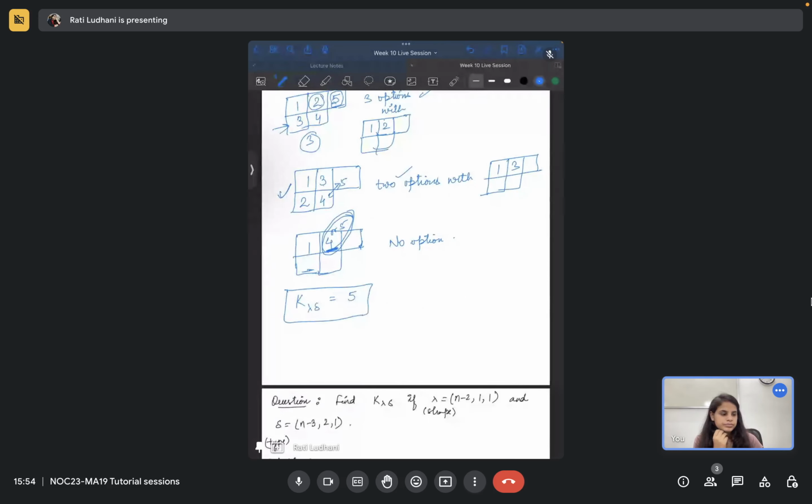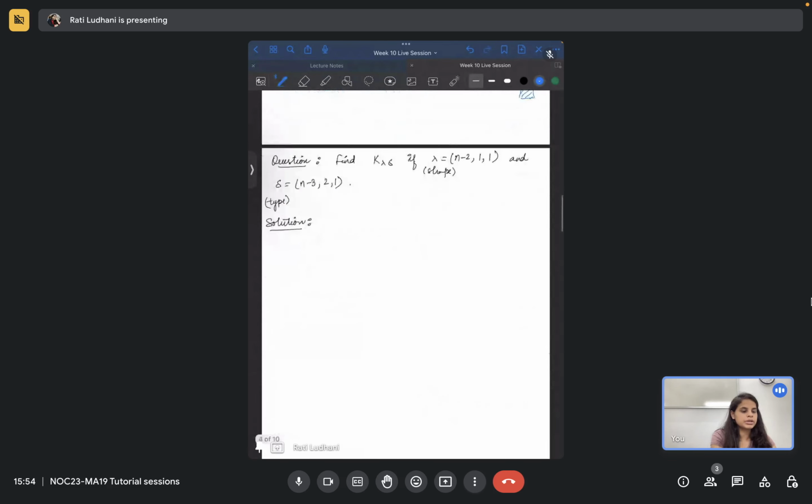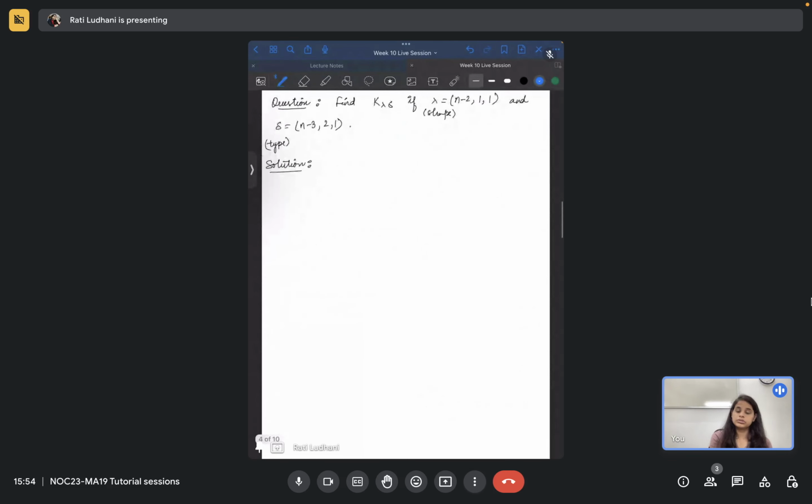Okay? Yes, ma'am. Okay, so this is how we calculate k lambda delta. And note that if you switch delta and lambda, for example, if you write k delta lambda, then it will be something else. The shape and type will be switched, so according to that, you will have some other number.